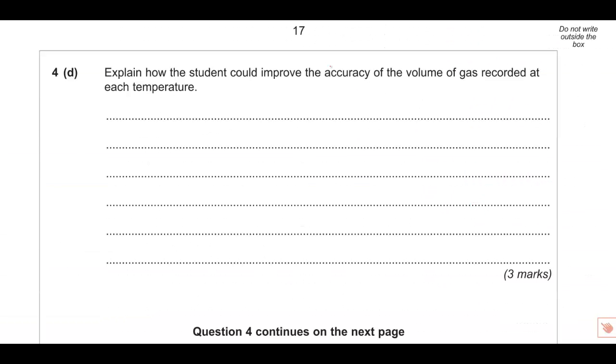And actually, you've probably done experiments similar to this, and if you don't get that bung placed in quickly, you do obviously get gas loss, which isn't ideal. So how could the student improve the accuracy of the volume of gas recorded at each temperature? Well, accuracy is the idea of reaching the true value. Now, there's nothing to say that the values that were recorded were actually correct. And we don't know that because we only do an experiment once. We're just taking the values and assuming they're right. So what he could do is he could have repeated.